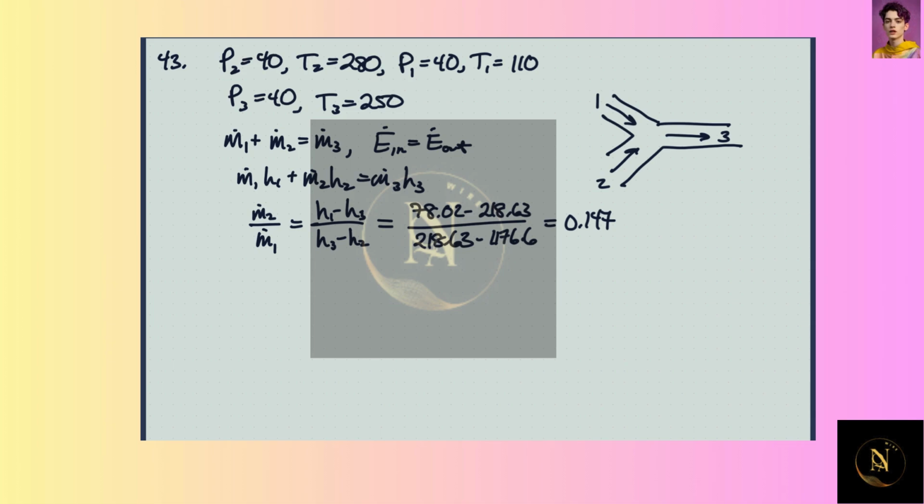Now, that being said, this is a mass flow rate. We know the specific volume coming in at 2 is going to be like 1,000 times that coming in at 1. So your volumetric flow rate is a much different story. But for mass flow rate, we have about 15%.